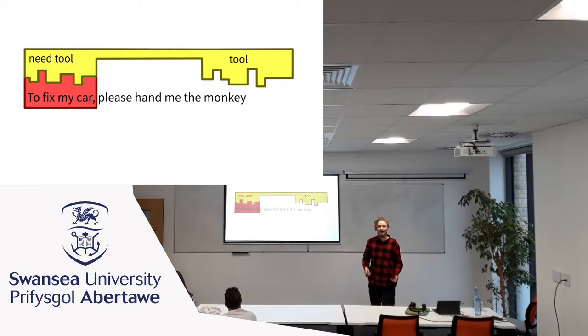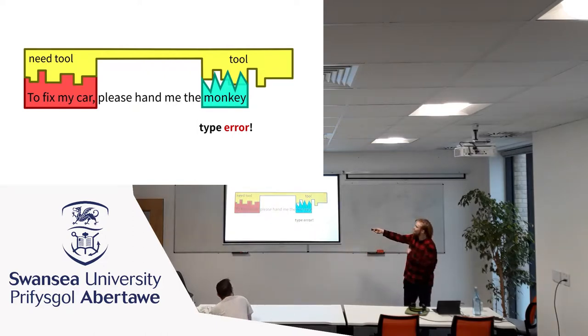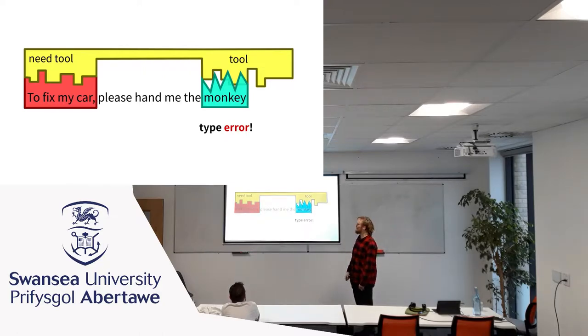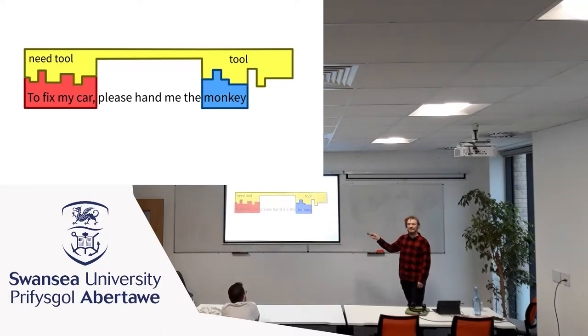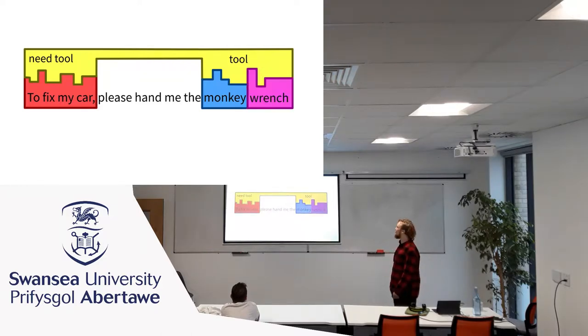Now many people would say, you bloody bastard, monkey is not a tool. Yeah? This would be the human form of a type error. For example, if at the position while we were checking for a tool there is no tool, then we get an error. However, I would say, for me, a monkey is just not a tool yet. This could look something like this. At the position, it's at least part of what we were searching for, but not its entirety. If we have a smart tool now, for example, our compiler could tell us what we were meant to put in there. And then the sentence makes sense. To fix my car, please hand me the monkey wrench.